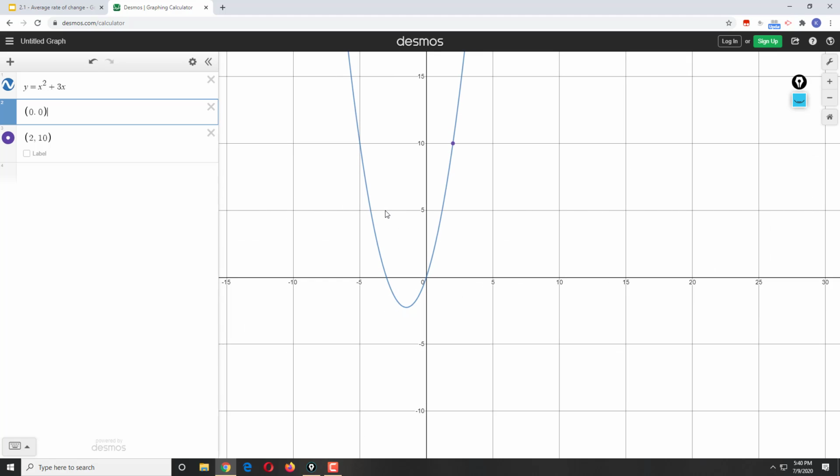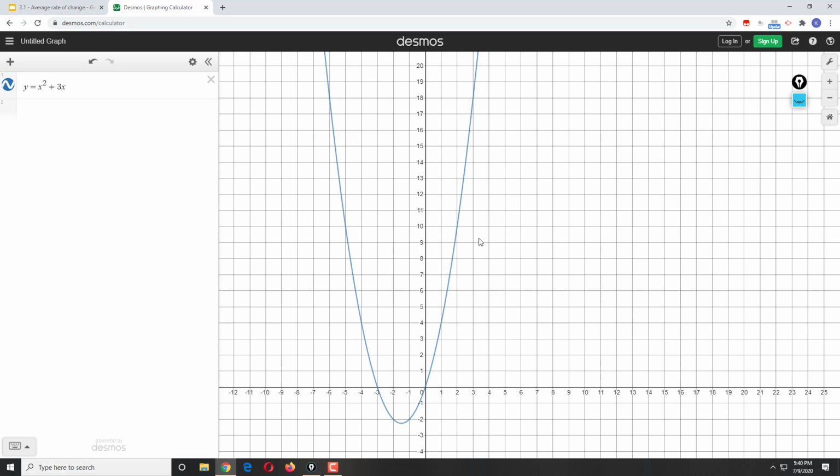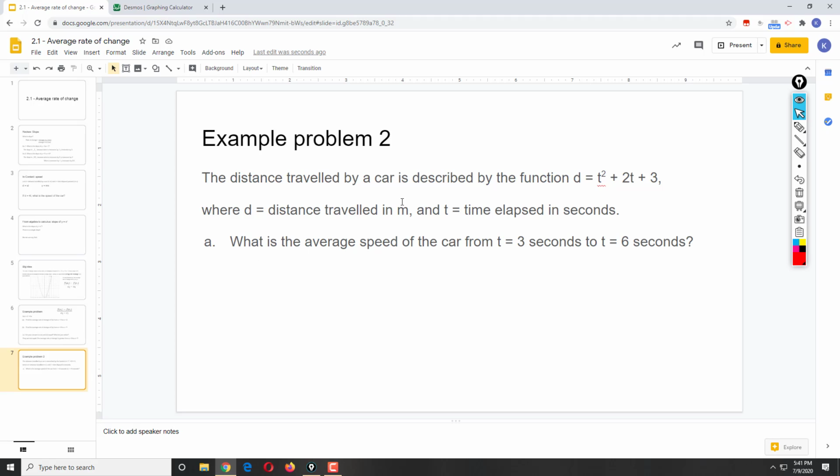Let's look at our graph to see what that looks like. X squared plus 3x. Let's zoom out on our graph. And we said, yeah, from 0 to 2, that's this region, it's going up, I wouldn't say slowly, but certainly from 3 to 5, it's going up faster. So that's why the average rate of change depends on our interval. From x equals what to x equals what. That's our interval.